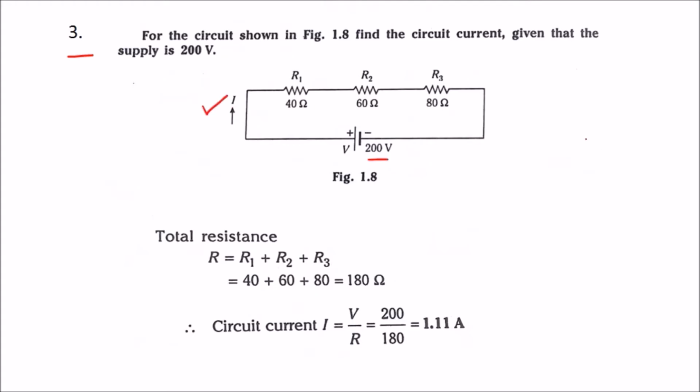As the resistances are in series, we need to add the resistance values to find the equivalent resistance. So R is R1 plus R2 plus R3, that is 40 plus 60 plus 80, which is 180 ohms. We know the relation of current, voltage and resistance is I is equal to V by R. The V value is the supply voltage, 200 volts, and the equivalent resistance is 180 ohms as we have calculated. If we do V by R, we get the circuit current as 1.11 amps.